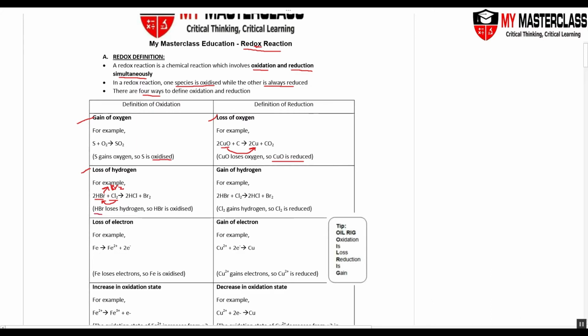So let's look at the hydrogen bromide. Your hydrogen bromide loses hydrogen to form bromine. Right, the HBr becomes the Br2. So your HBr is oxidized. Why is it oxidized? Because it loses the hydrogen. Okay, on the reverse side, your chlorine, Cl2, gains hydrogen to form HCl. So your chlorine, which gains hydrogen, is reduced.